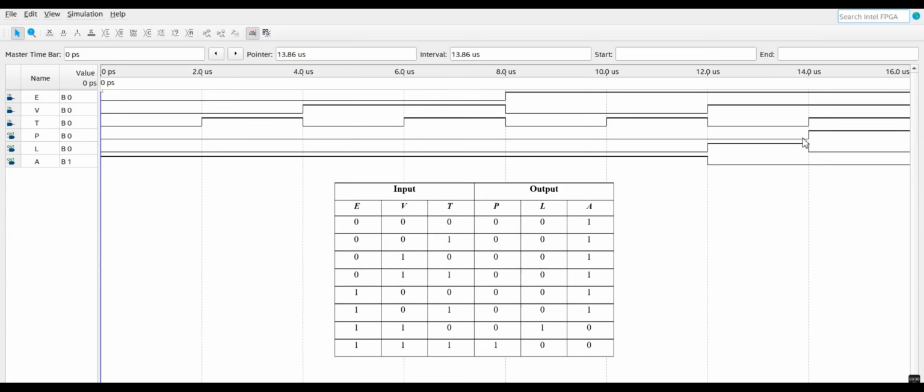So here is our waveform output. As we can see, P is only high when E and V and T, all three, are high, and absent is high for the first few microseconds when either E or V is 0, and absent is low only when both E and V are high. And as for late, L, it is high when E and V are 1 and T is 0.